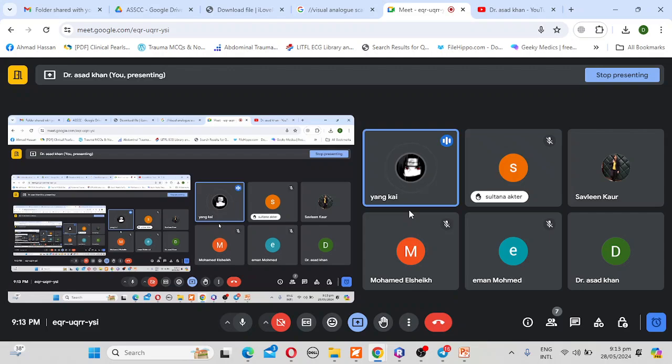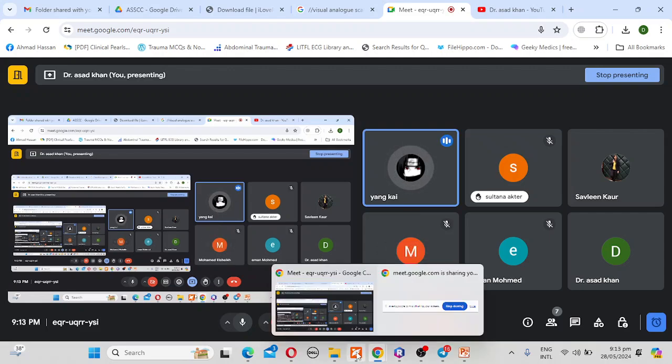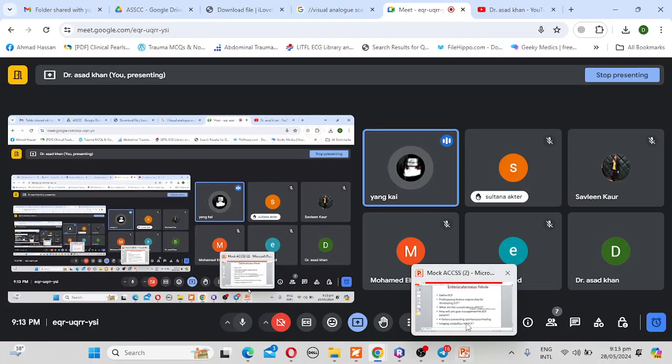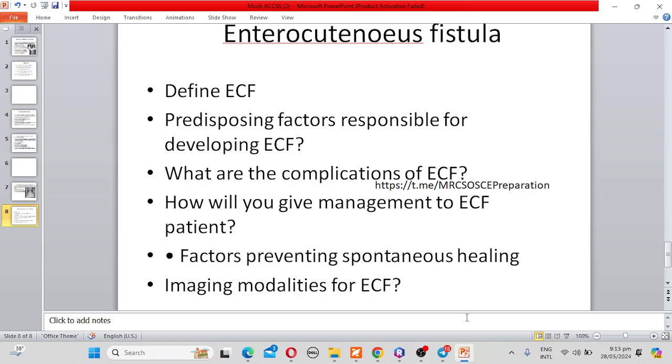So I will do a CT abdomen pelvis with contrast and a fistulogram to delineate the anatomy and extent. And if there is any distal obstruction, then the fistulogram would be both therapeutic and diagnostic. All right. So, what is the indication of surgical management in this case?